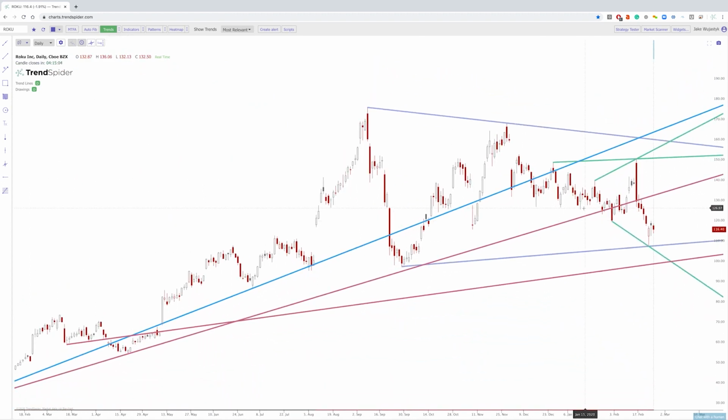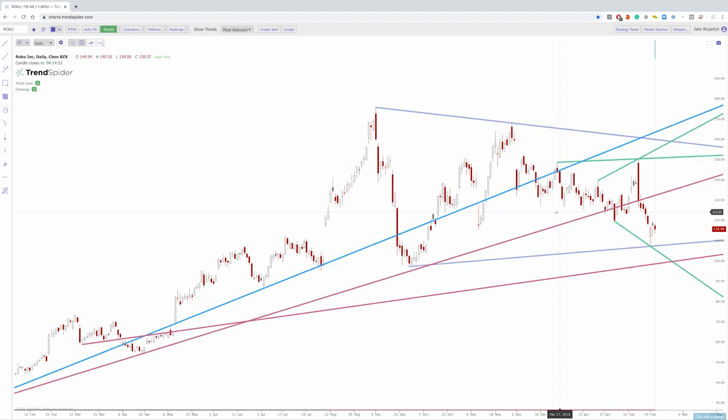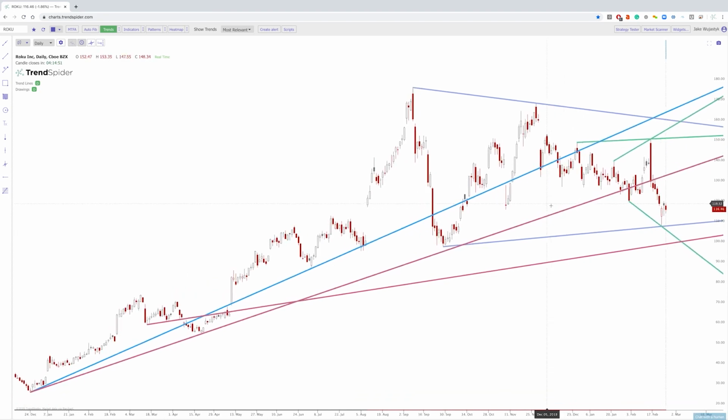So these lines are different from what I just drew. So it's not that you can't draw your own trend lines, but this is a way to quickly get an idea of maybe trend lines that would be beneficial to the way that you trade. Now, these lines are not Trendspider lines. These lines are just a function of whatever preference setting you're in.